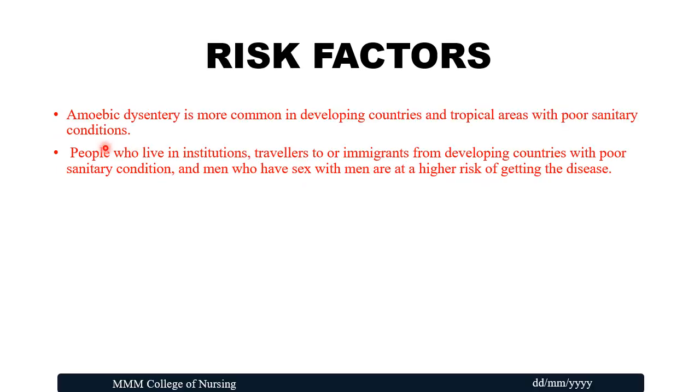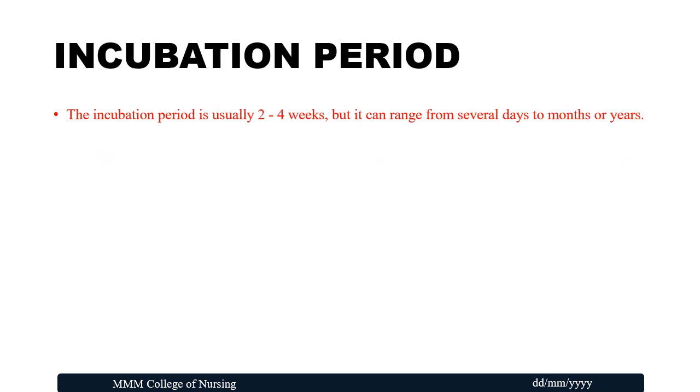So what are the risk factors? Amoebic dysentery is more common in developing countries and tropical areas with poor sanitary conditions. People who live in institutions, travelers or immigrants from developing countries with poor sanitary conditions, and men who have sex with men are at higher risk for getting this disease.